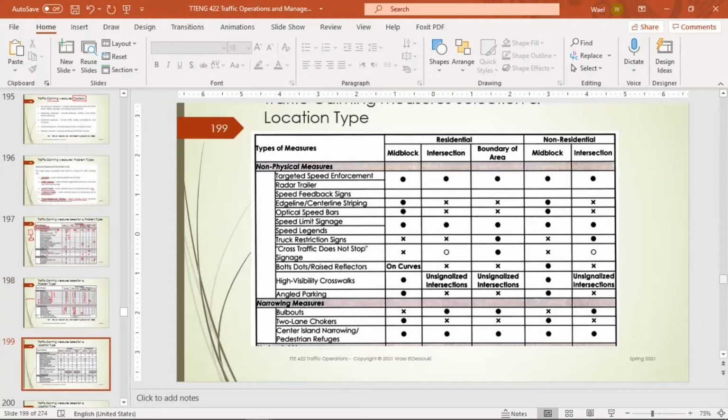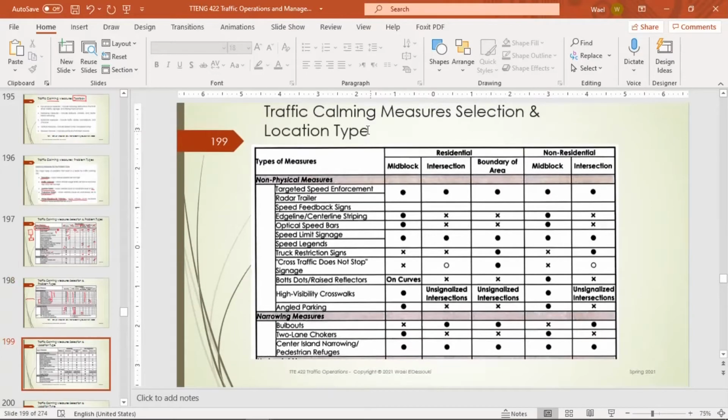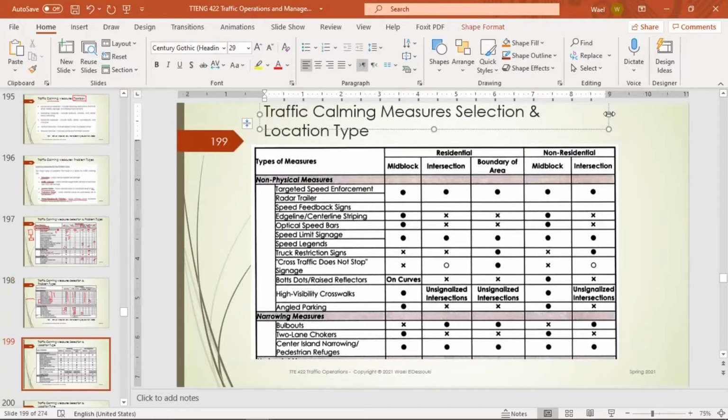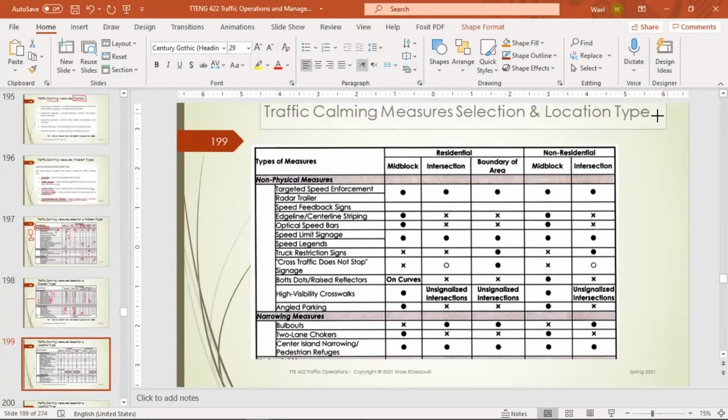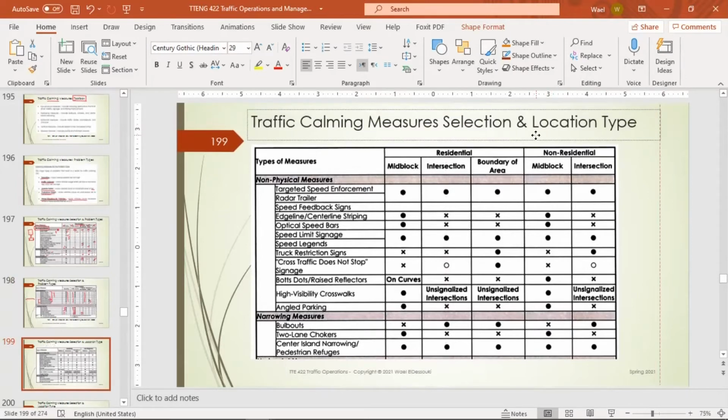Okay. Now, how we select based on the location. Okay, the selection criteria based on the location type.